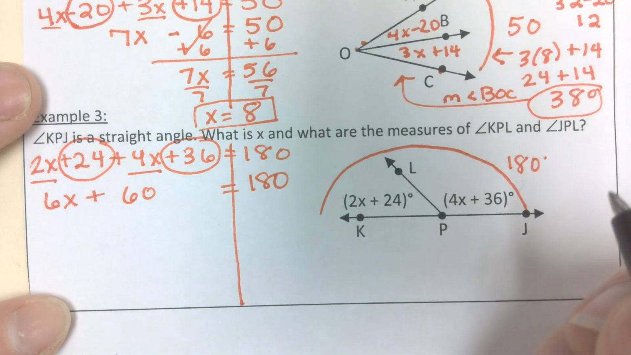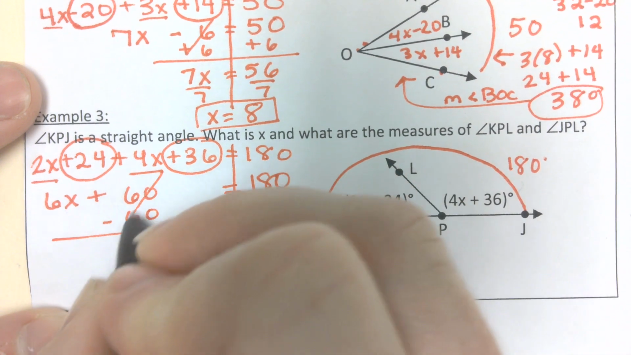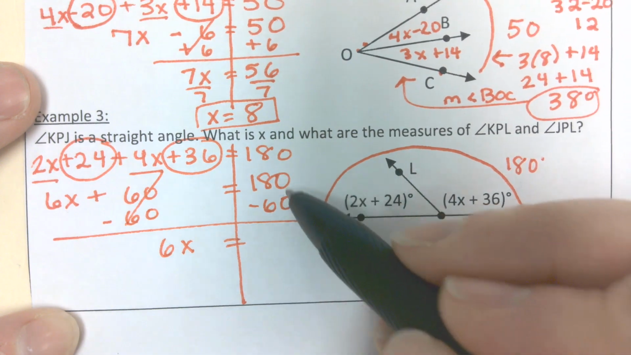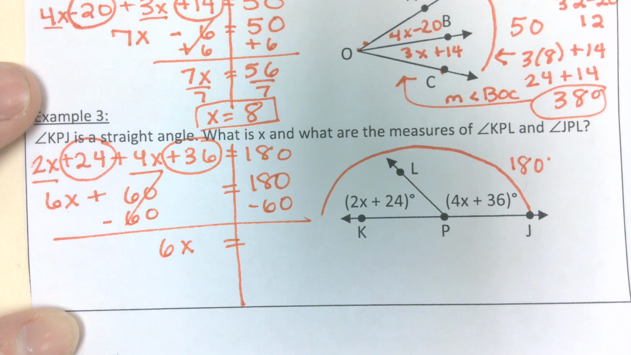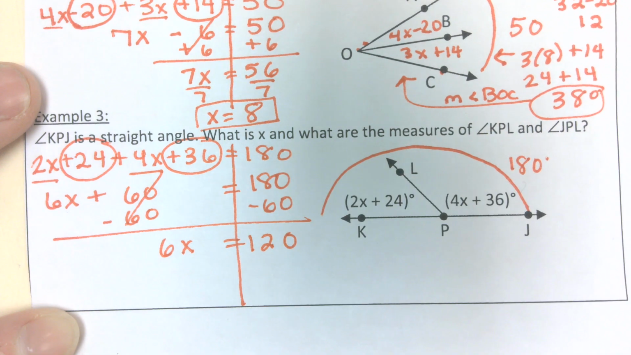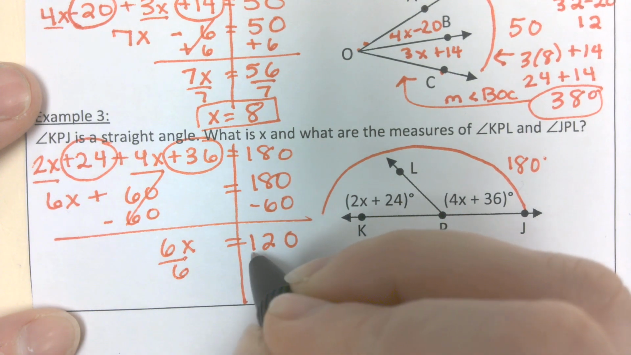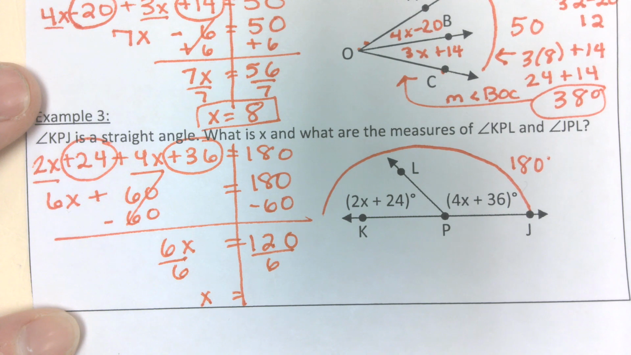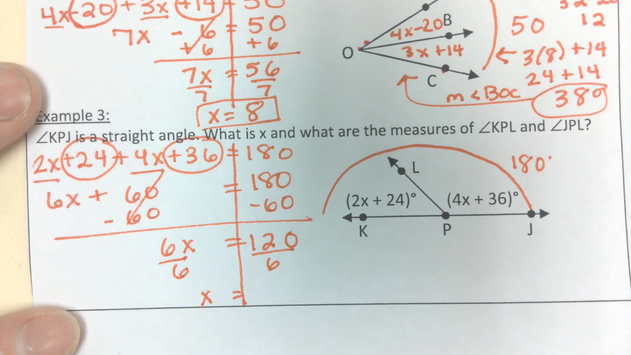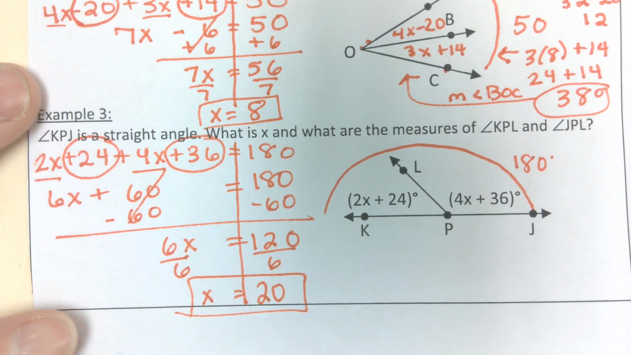And then what's the next step? Subtract 60 on both sides. 6x equals 180 minus 60. Well, 8 minus 6 is 2. 120. So 6x equals 120. Y'all following? Okay, how do we get x all by itself now? Divide by 6. 120 divided by 6 is 20.